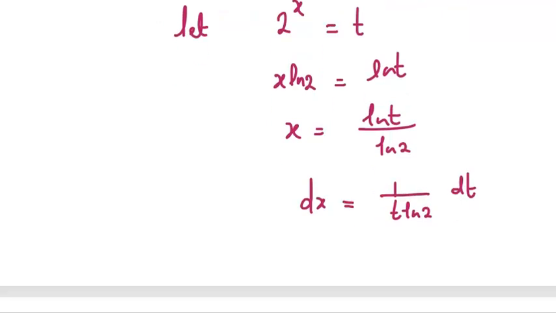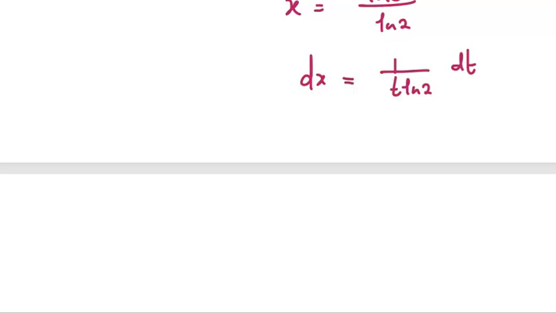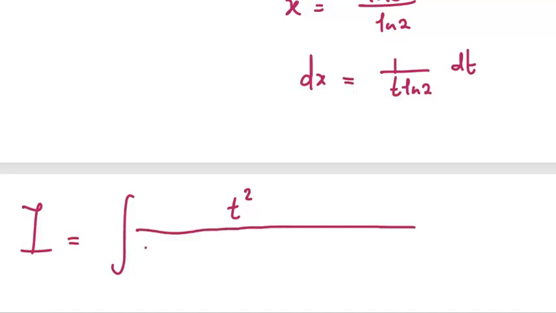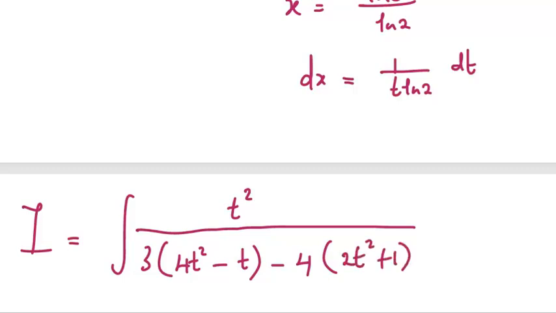So we're going to make the necessary substitution into the original integral. Here our I is going to be equal to the integral of, now (2^x) squared will become t squared, and then divided by 3 into bracket, 4 times (2^x) squared will be 4t squared, minus 2^x, which is t. And then minus 4 into bracket, 2 times (2^x) squared will become 2t squared, and then plus 1. And do not forget our dx is equal to dt divided by t multiplied by ln 2.